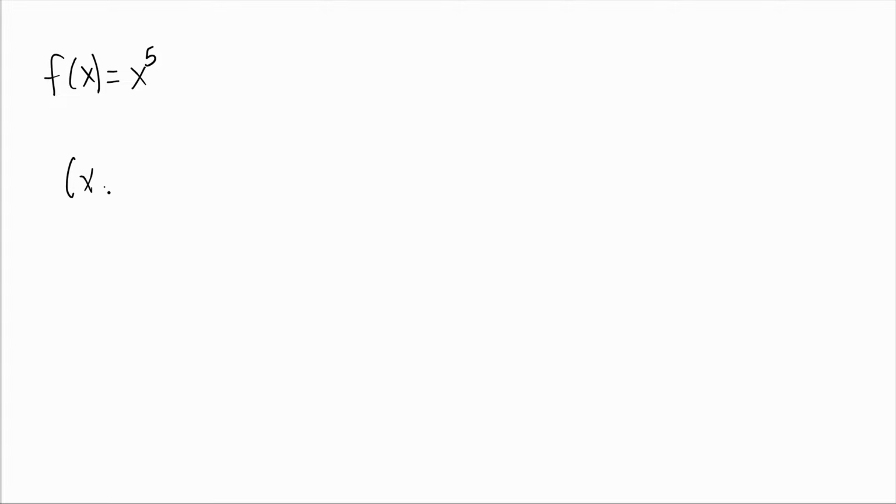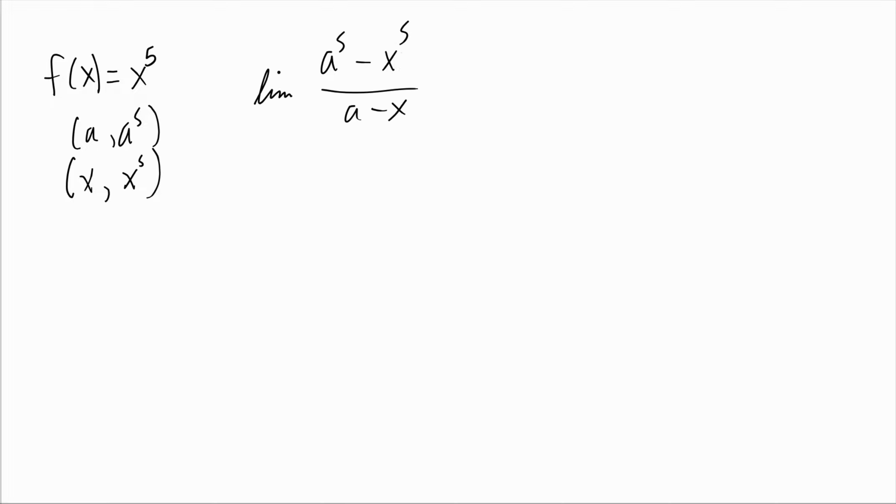So here we have x to the fifth, and our other point is a to the fifth, rise over run: a to the fifth minus x to the fifth over a minus x, and we're taking a limit as a approaches x. Again, in this limit, we're going to think about a as being the variable, x as being a constant. Look at the last video with x to the fourth to see the explanation for what we're about to do.